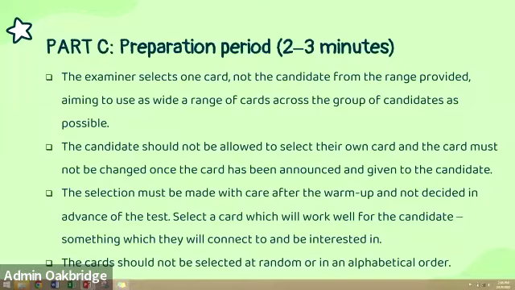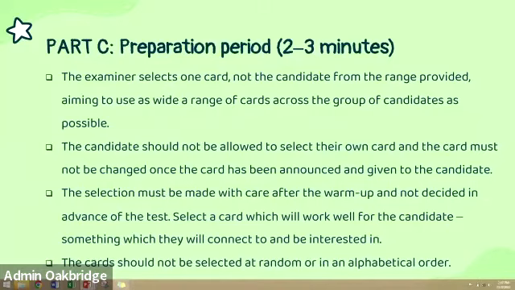There will be about 10 topic cards and all of them will be used. The candidate should not be allowed to select their own card, and the card must not be changed once the card has been announced and given to the candidate. For example, after the warm-up conversation, I already choose the card for you, but after that, I cannot change my mind. I cannot change the card after I've announced it because it's being recorded.